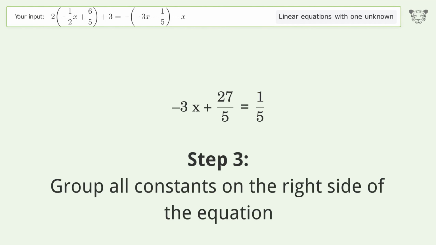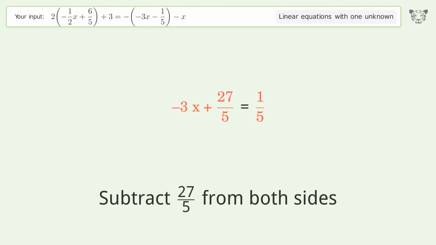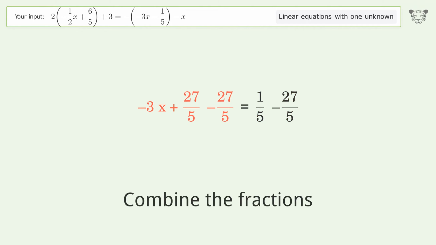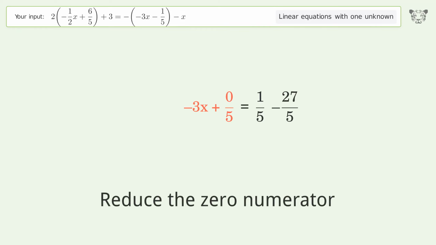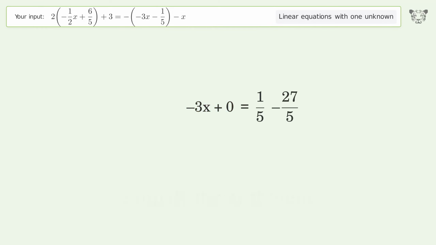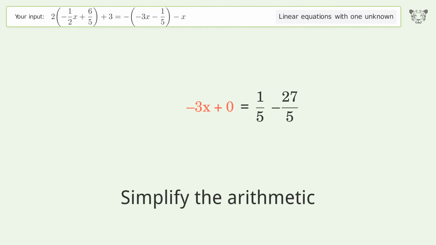Group all constants on the right side of the equation. Subtract 27/5 from both sides. Combine the fractions. Combine the numerators. Reduce the zero numerator. Simplify the arithmetic.